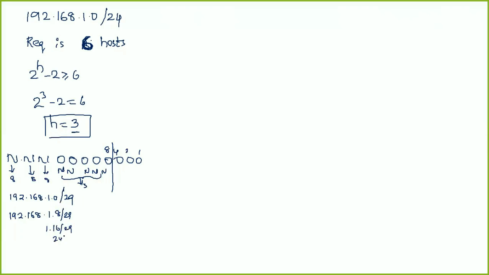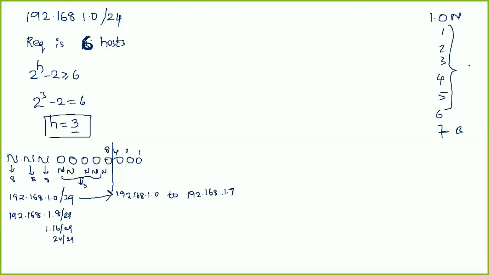16 plus 8, 24. So you can see that if I give this network to someone, his IPs will start from 192.168.1.0 and stop at 192.168.1.7, because the next network is 1.8. So 1.0 will be the first IP, next is 1, 2, 3, 4, 5, 6, 7. 7 will be the broadcast ID, 0 will be the network ID. So how many valid IPs are you getting? 6. I want to have 6 only, no? So I got it.